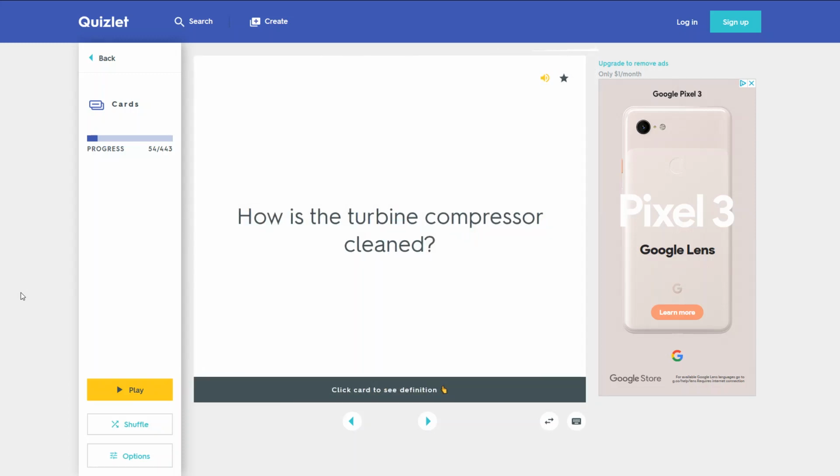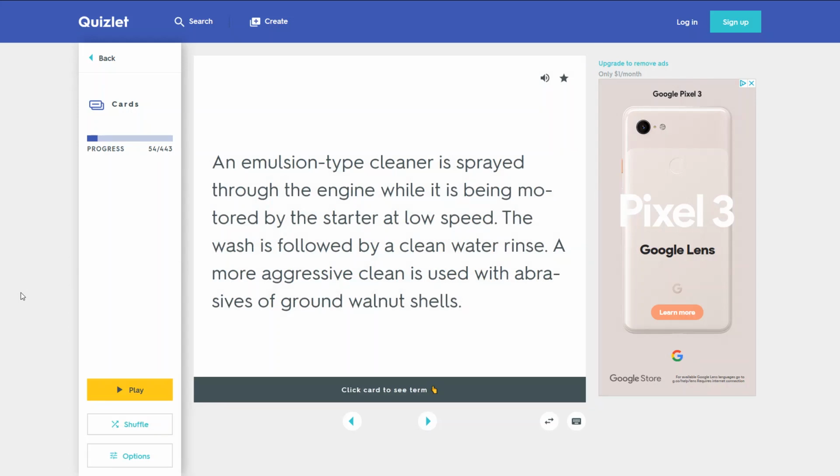How is the turbine compressor cleaned? An emulsion-type cleaner is sprayed through the engine while it is being motored by the starter at low speed. The wash is followed by a clean water rinse. A more aggressive clean is used with abrasives of ground walnut shells.